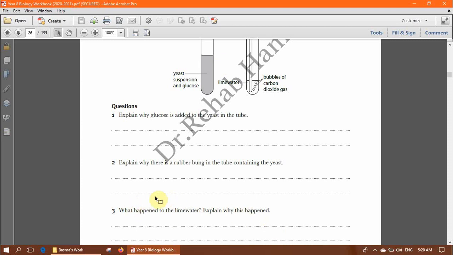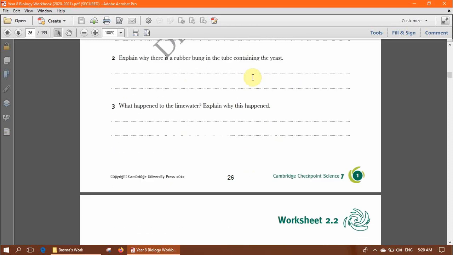Okay, what happened to the lime water, and explain. Explain why this happened. First, what happened? The lime water went milky or turbid. So why? Because the carbon dioxide, which is produced from yeast respiration, passed into it and turned it turbid. So I have to say that this carbon dioxide comes as a result of the yeast respiration.